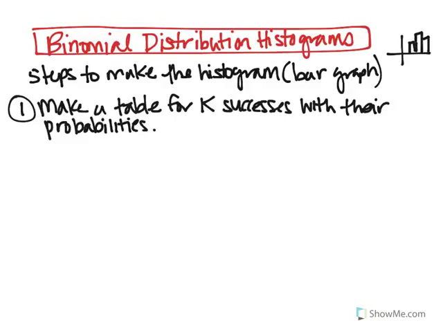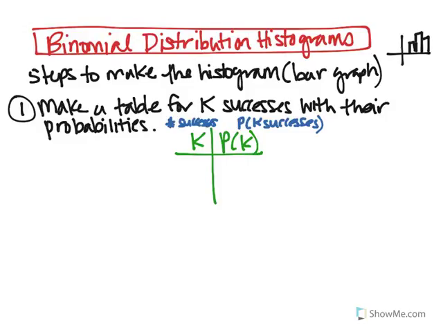The first step is to make a table for k successes with their probabilities. The table will look something like this, where k represents the number of successes and P(k) represents the probability of k successes. You're going to start off with no successes, 1 success, 2 successes, all the way up to the number of trials that you have.